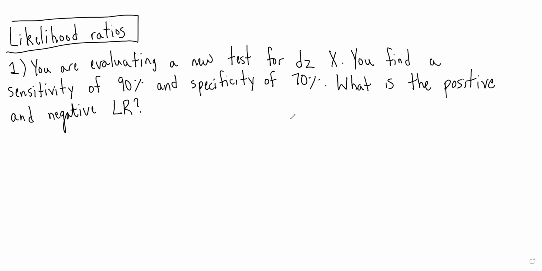So in this case, we are evaluating a new test for a disease X, and we find that it has a sensitivity of 90% and a specificity of 70%. We are then asked to calculate the positive and negative likelihood ratios.